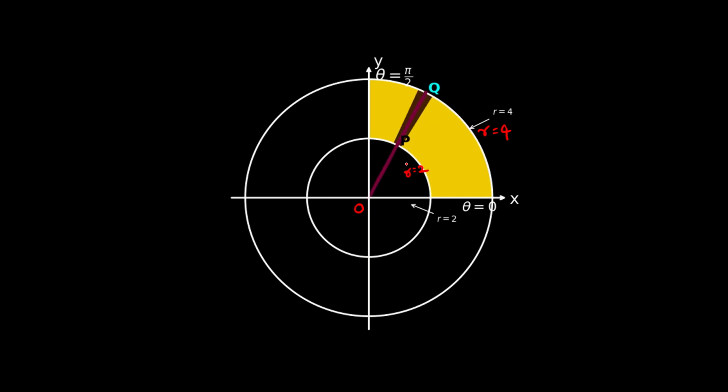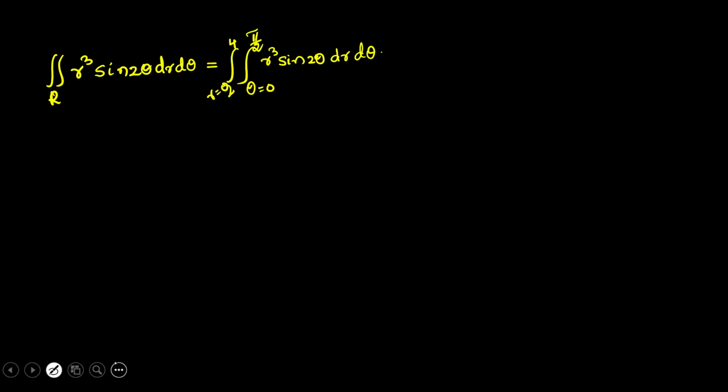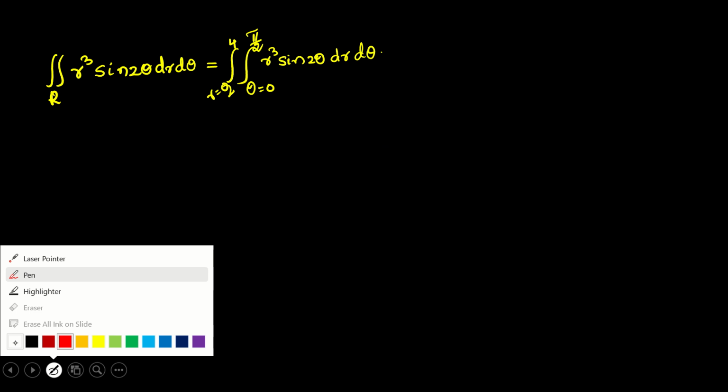Now here the radius vector enters at r equals 2 and leaves at r equals 4, right? So r is varying from 2 to 4, and theta is initially at the x-axis, 0 degrees, and it moves up to pi by 2, that is, 0 to 90 degrees. Okay, now we will evaluate the given integral.